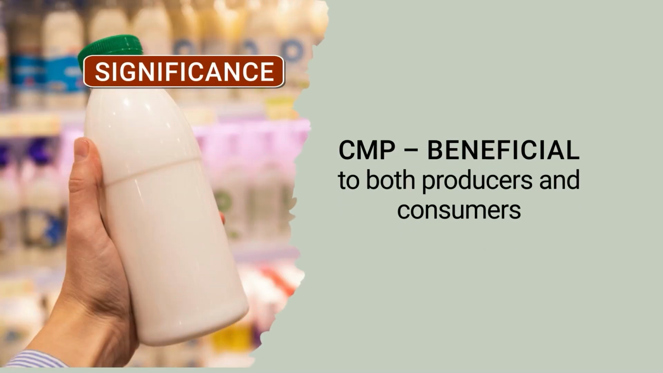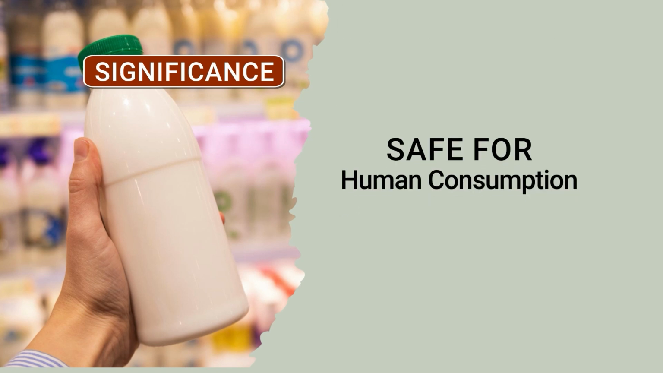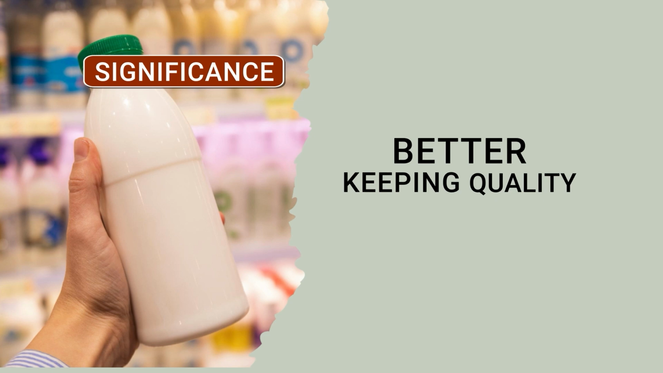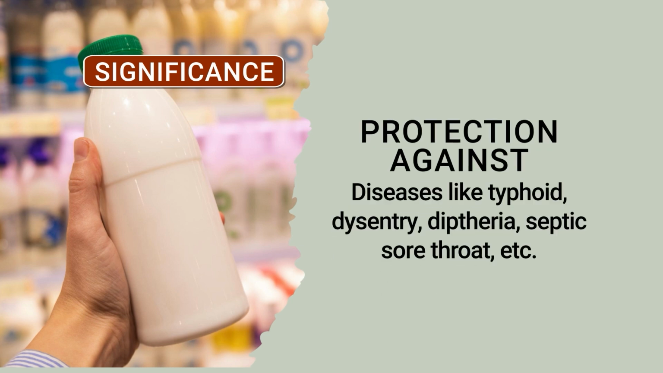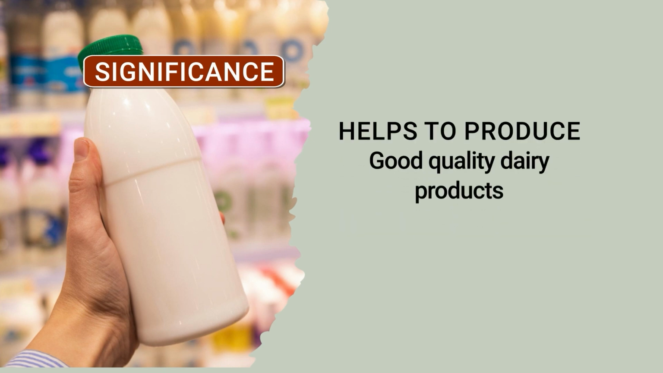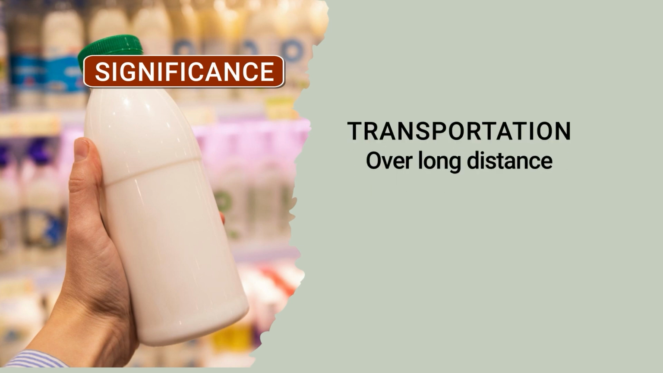What is the significance? It is significant to both producers and consumers because it is safe for human consumption, has better keeping quality, and high commercial value as explained in the last slide. It also protects against diseases like typhoid, dysentery, then septic sore throat, and it also helps to produce good quality dairy products, and you can transport over long distances. So these are the significance of clean milk.